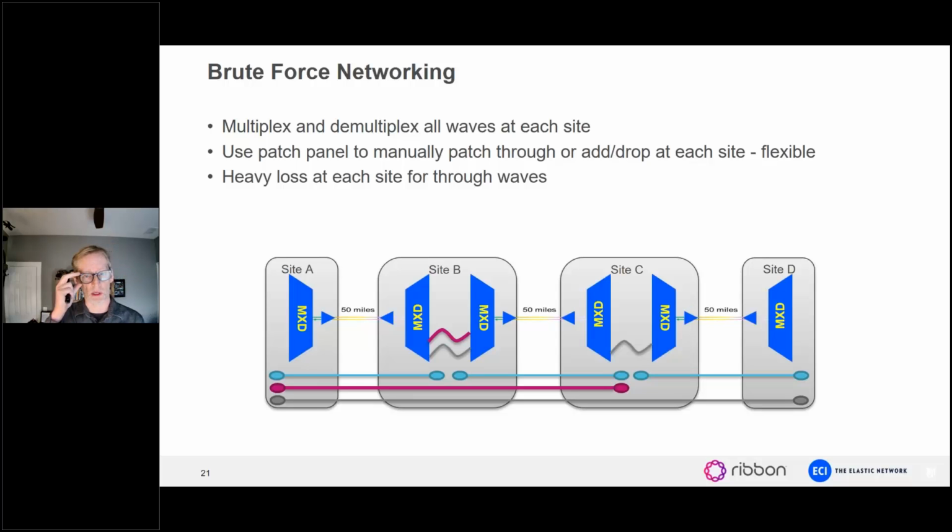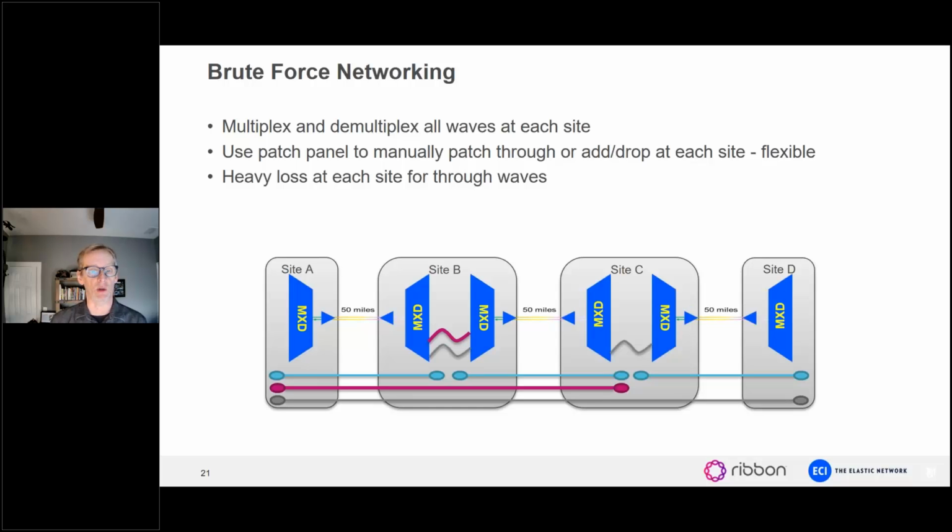So brute force networking, this is kind of just point-to-point multiplexing and demultiplexing. I got 4 sites A, B, C, and D, and I got some wavelengths, a blue, a red, and a gray one there. And the way to do this is I've got WDM multiplexers and demultiplexers. Those are those blue trapezoids. And I just multiplex and demultiplex all my waves at every site.